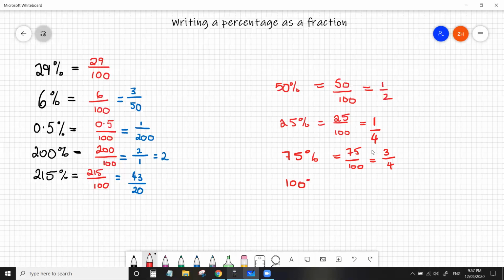And finally, 100% we know is 100 over 100. And if you have the same number on the numerator and the denominator, then that's just 1. So if you have 100% of something, you have all of it. So those 4 percentages, 50%, 25%, 75%, and 100%, are all really important ones to have ingrained in your brain and to try and remember what those fractions are, because they're really common and they come up quite a lot. So that's how we change percentages into fractions. We write it over 100 and then we simplify if possible.